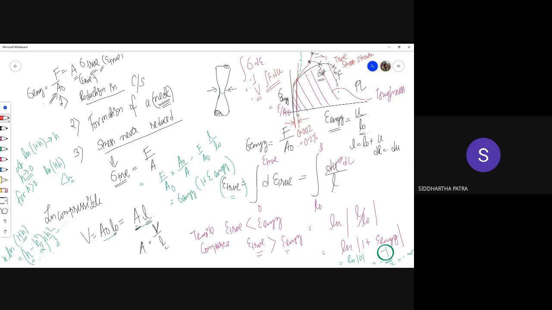So draw this line right here, and wherever that line intersects with the engineering stress strain diagram, that we would call the proof stress. And proof stress can be used as a measurement of yield stress.